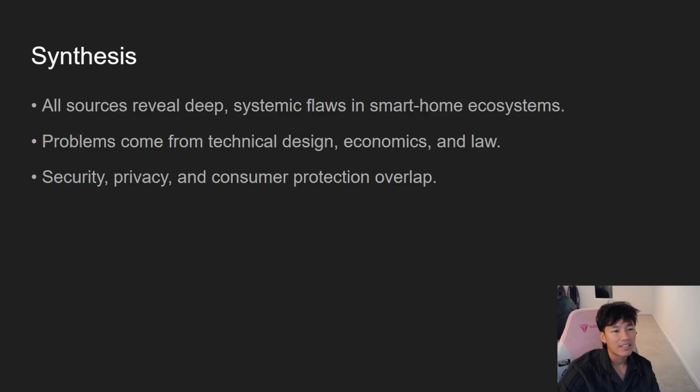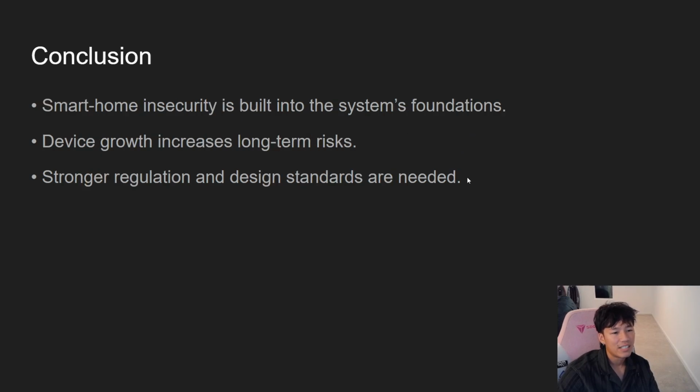So for my synthesis, when I bring these sources together, you see a clear pattern. Smart home vulnerabilities are not random accidents. They come from early design choices, from the lack of shared standards, from heavy reliance on cloud systems, and from business models that prioritize data collection over user safety.